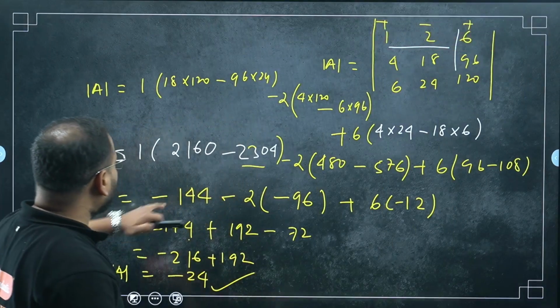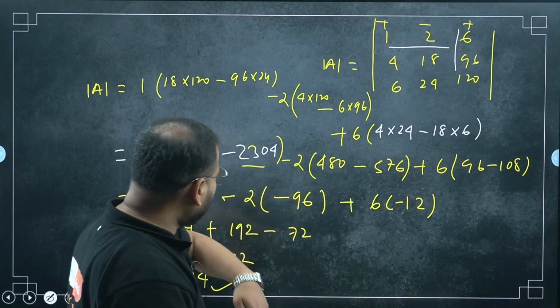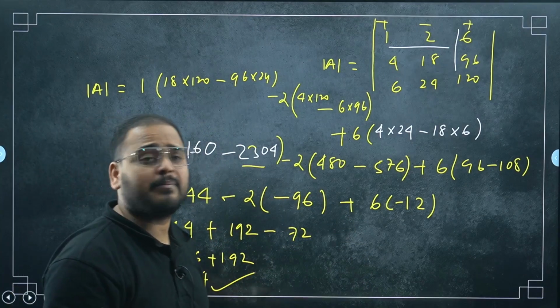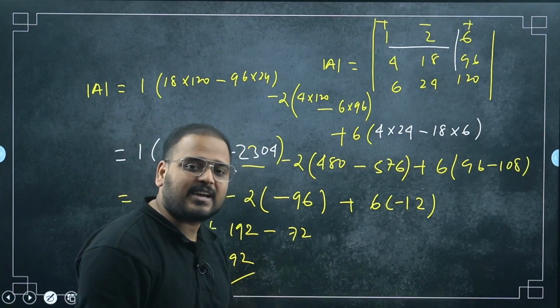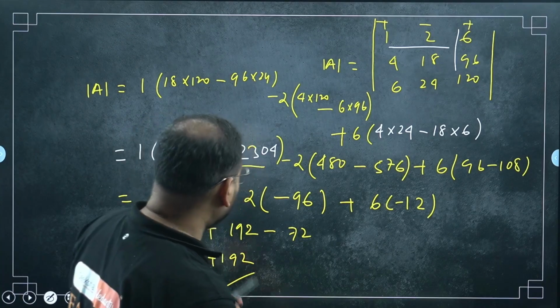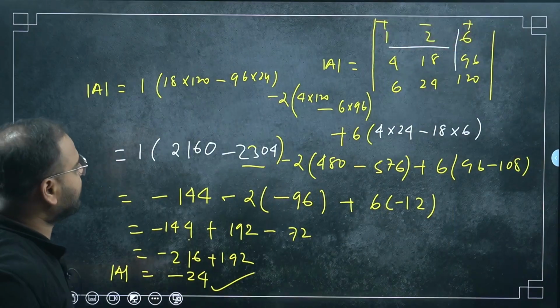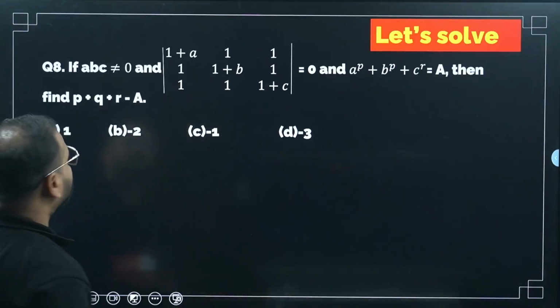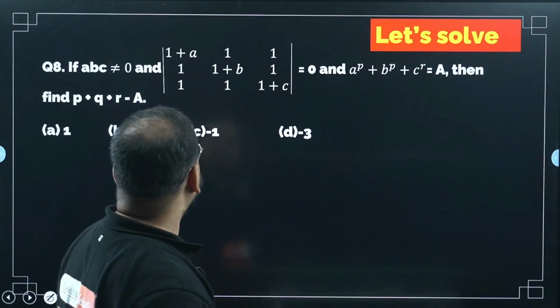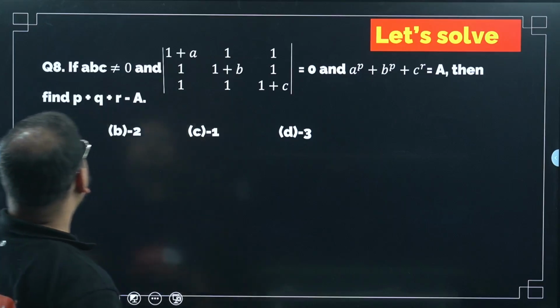I think I might have made some mistake here, but I've tried not to make any mistake. But I'm also human. Might make some calculation mistake. So please check your answer. I think it should be right. So minus 24 is option D. Okay. Moving on. Come on. Few questions left. Let's complete this quickly.